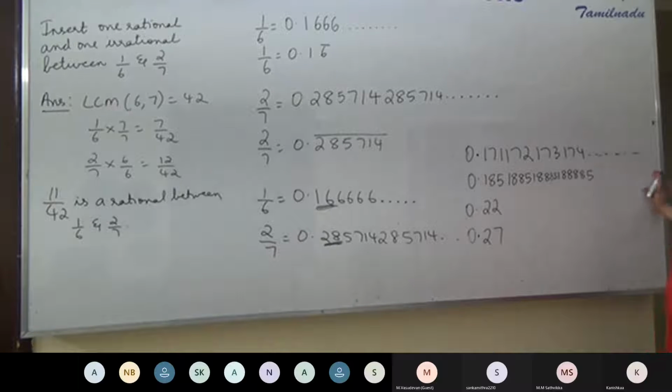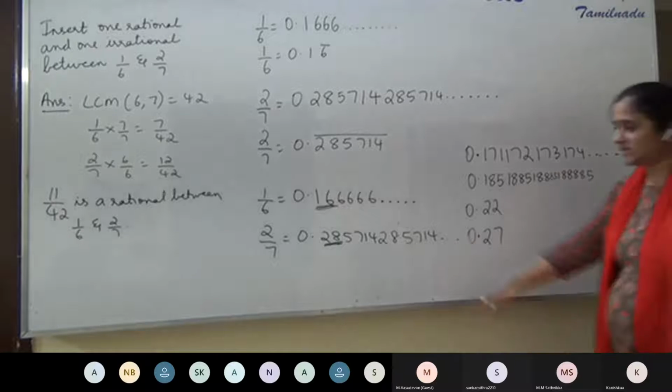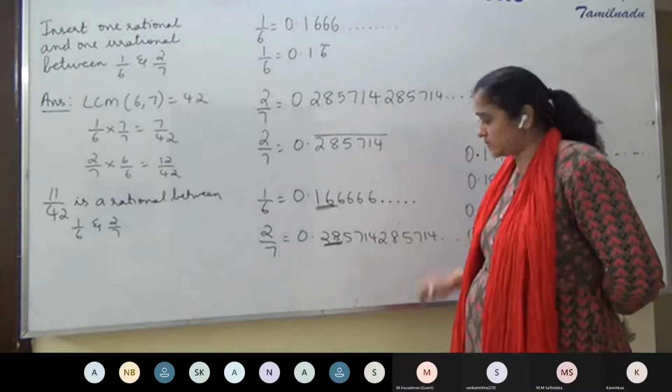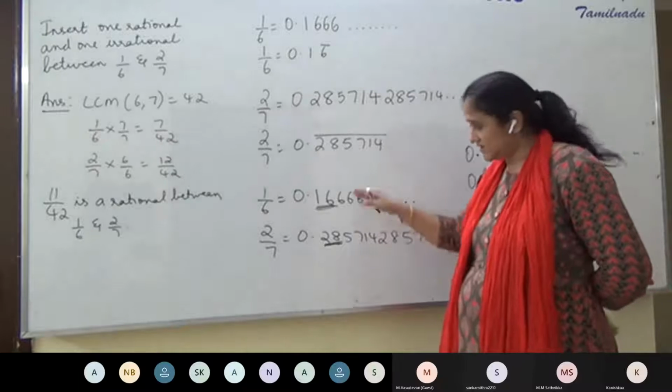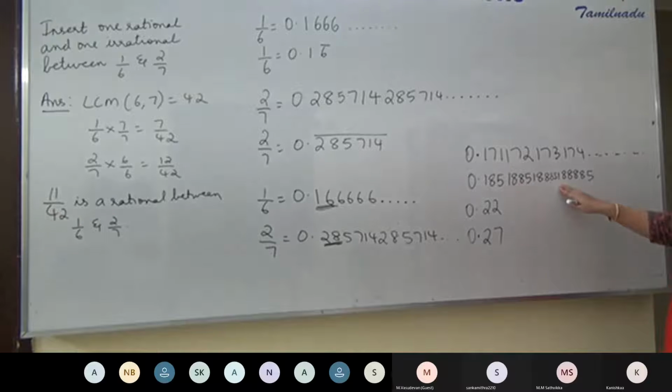If you don't show this, you're wrong. This is a terminating decimal. If you give this as the example, it's a terminating decimal. It is a rational number between those two. These two are rational numbers, children, p by q form. Non-terminating but repeating decimal. These are rational numbers. If you give this as an example of an irrational number, you're wrong because it's a terminating decimal. So don't forget this.